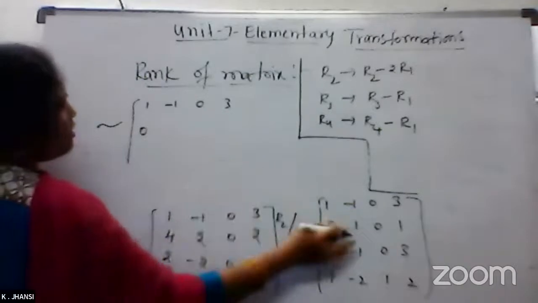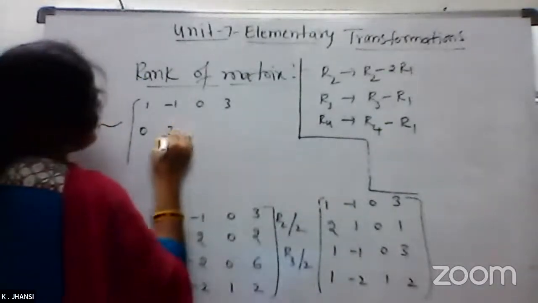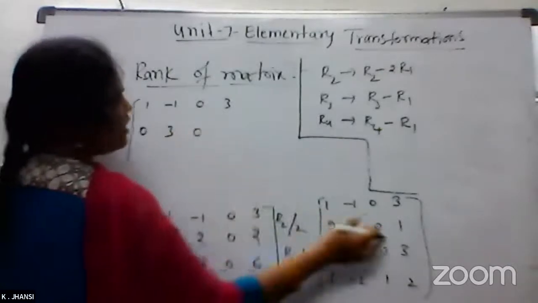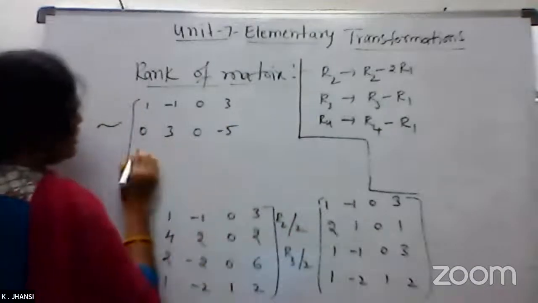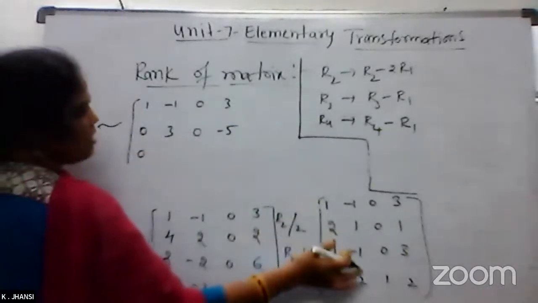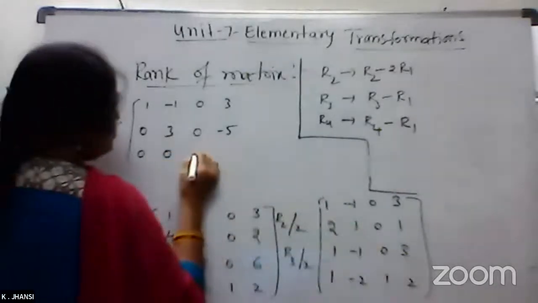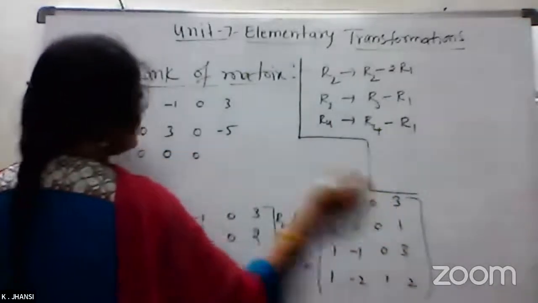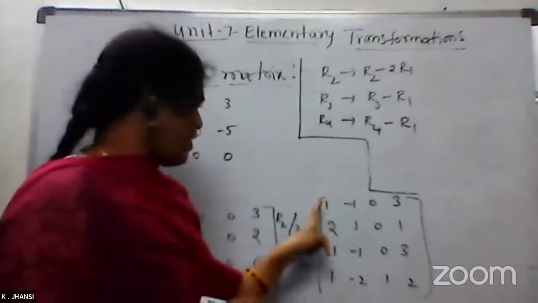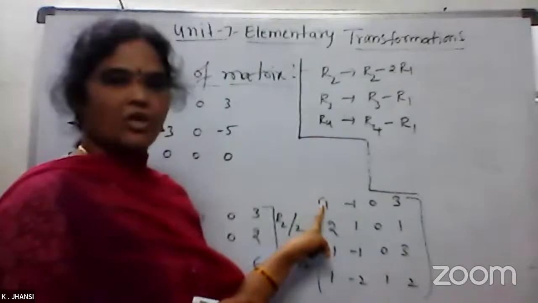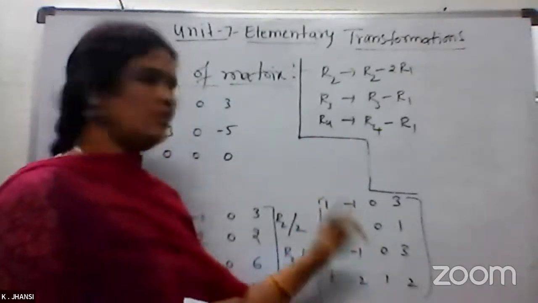2 minus 2 is 0. 1 minus of minus is plus 2, means you will get 3. This is 0. Now 1 minus 6 means you will get minus 5. Next 1 minus 1 is 0. Minus 1 minus of minus is plus 1, 0, 0. Next 3 minus 3 is 0. So we got this as 0. Why? Because it is similar to R1. See, both are same, so when you add them, you will get 0.